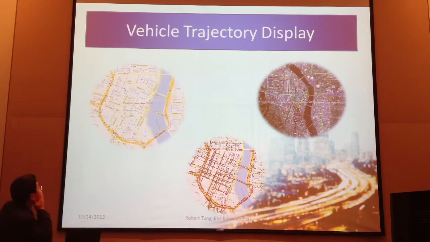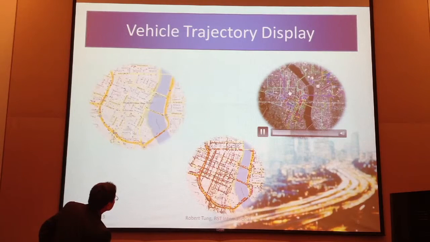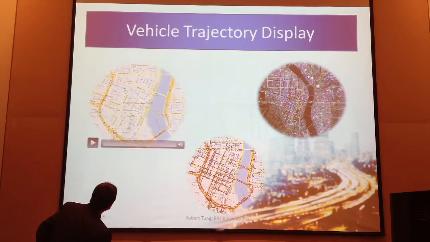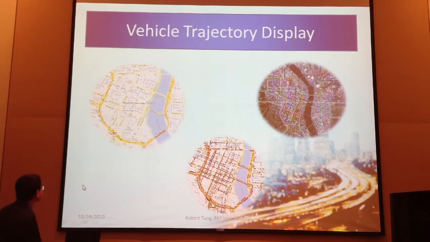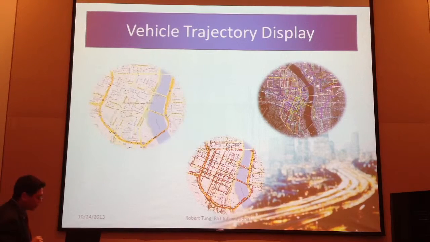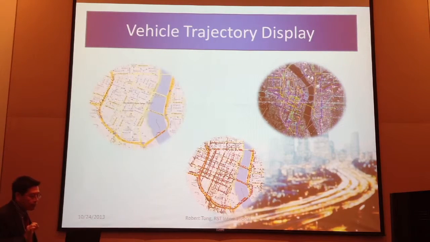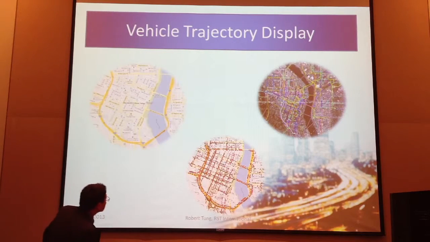Here is a vehicle trajectory display. On the right, each line represents an individual vehicle trajectory. But if you animate that data, you can see how those vehicles travel through space and time, and the dark cars represent cars traveling at very slow speed, like stop-and-go conditions. That represents congestion forming.